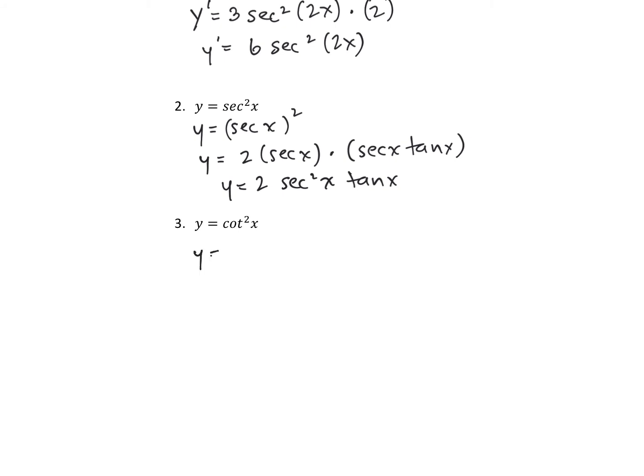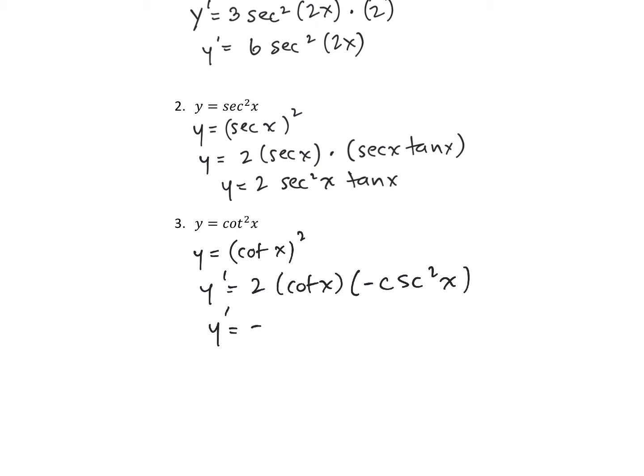Likewise with cotangent, we can write the square on the outside, so it becomes the chain rule. Bring the 2 down. Cotangent remains the same. 2 minus 1 is 1. And then we'll take the derivative of the inside, which is the derivative of cotangent, which is minus cosecant squared x. And we don't really need to do much with that. Might put the negative at the front with the 2. And that's about it.